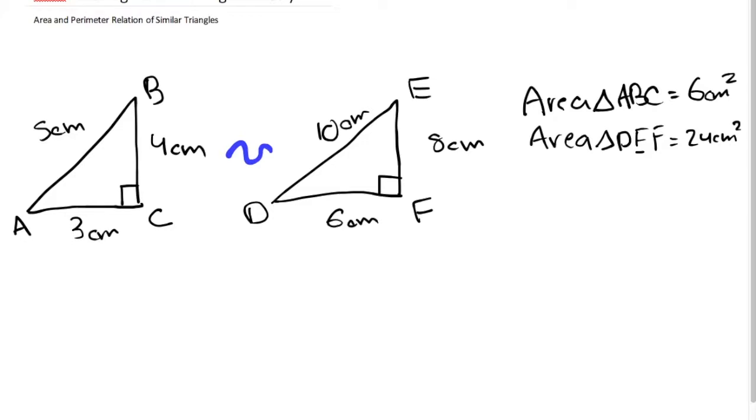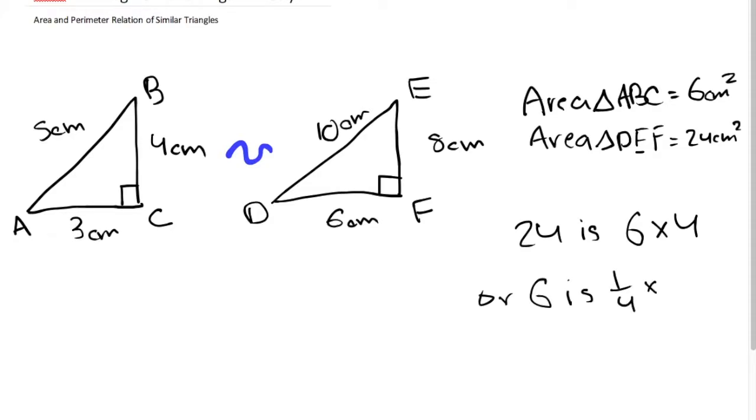So what is the relationship between both of these areas? Well, right now you could say that 24 is 6 times 4. Or you could say that 6 is 1/4 times 24. You could also say that. Well, how can you relate both of these without having to multiply or divide one by the other to find the relationship? Well, the relationship itself is in the scale factor.